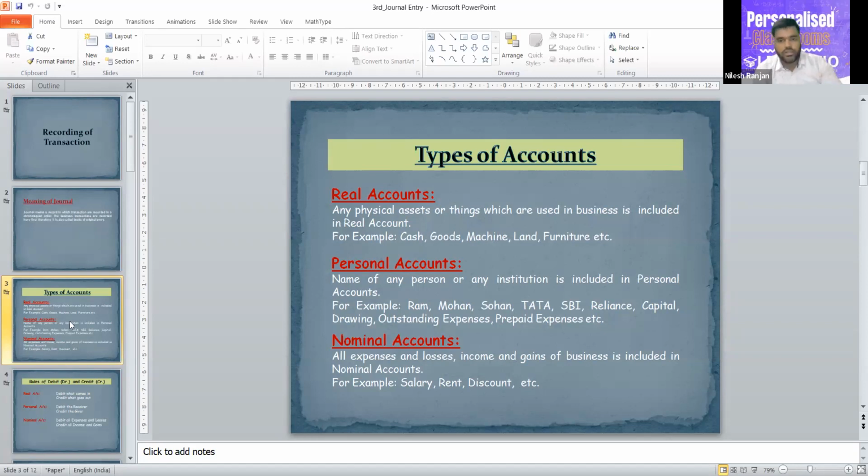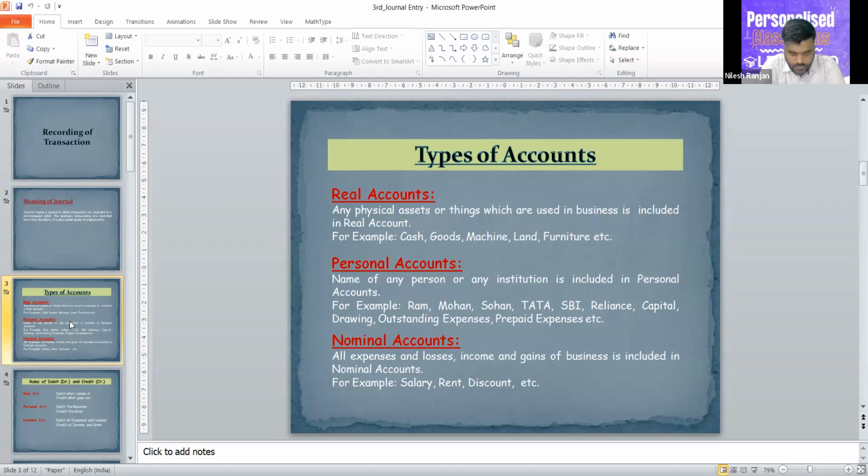Let's say I run a coaching institute. I have furniture for students to sit on, and I have chairs, fan, bulb, building, land. These are all real accounts. These items are used in my business. Yes, sir.